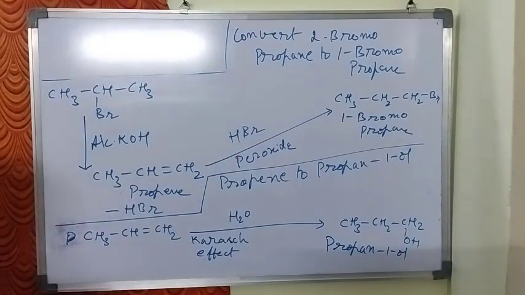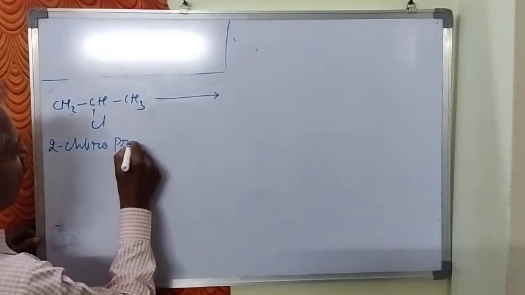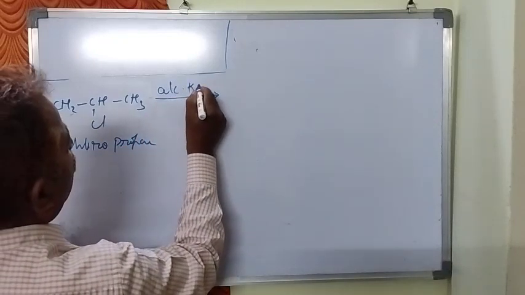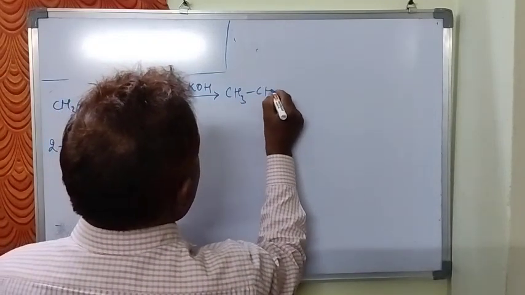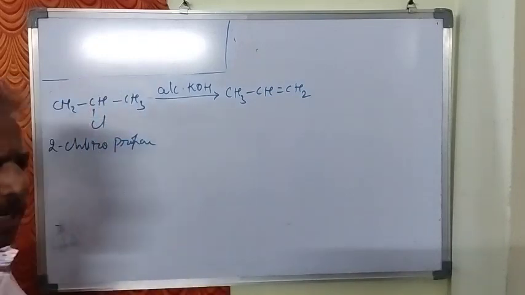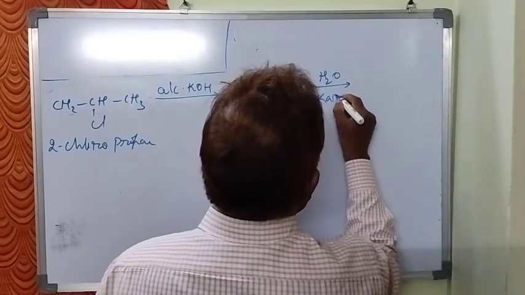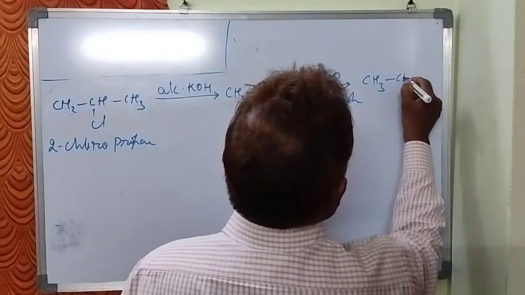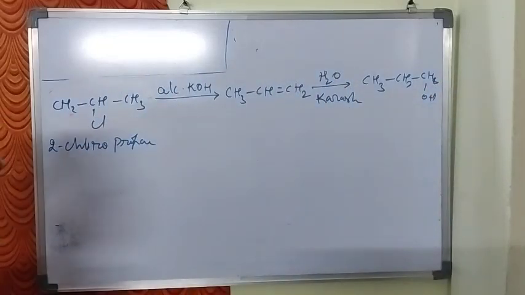Right. Now let us take one more in this manner. 2-chloropropane. This is a haloalkane. Let us use alcoholic KOH. What happens? We get CH3, CH double bond CH2. This is an alkene, that is propene. This in the presence of water and of course the Kharash effect, that is, peroxide is used, gives CH3, CH2, CH2OH. So this is propan-1-ol.